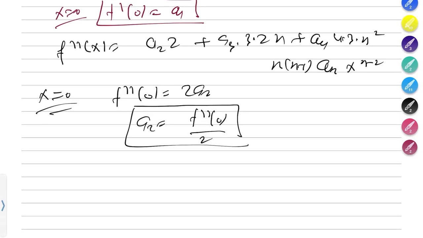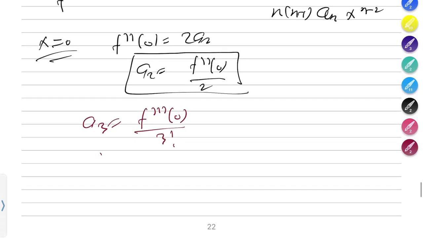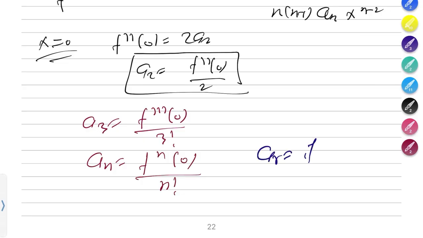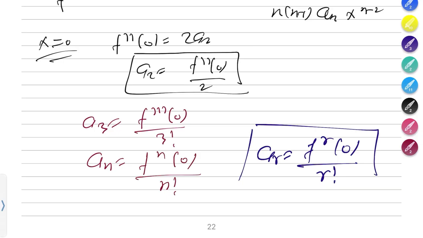Similarly, we can find a3 is f triple dash 0 upon 3 factorial, and the nth coefficient will be f differentiated n times, substitute 0, upon n factorial. Or in general, any coefficient, the r-th term, will be f differentiated r times, substitute 0, upon r factorial. This is how we find the coefficient of any polynomial.